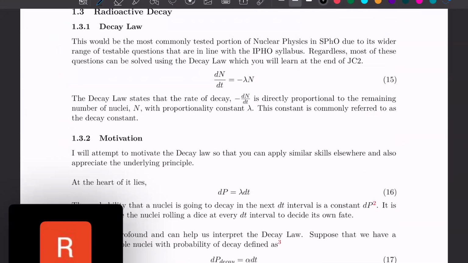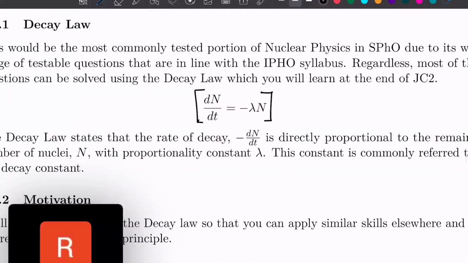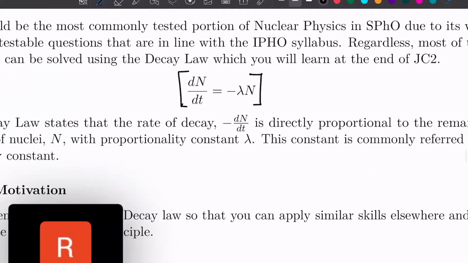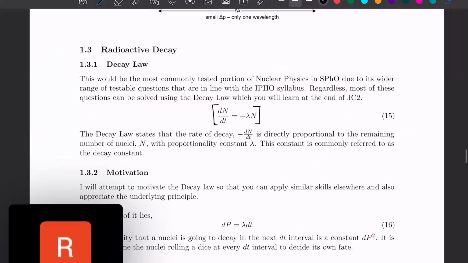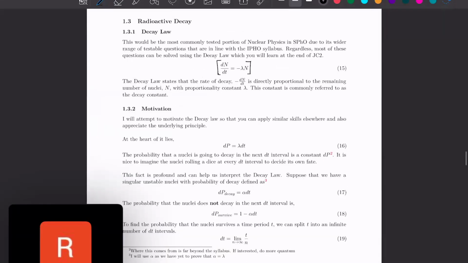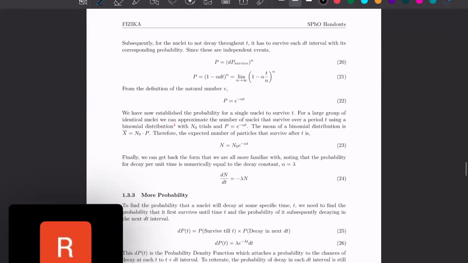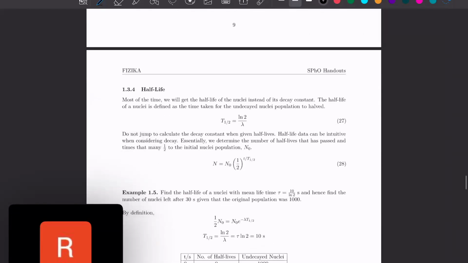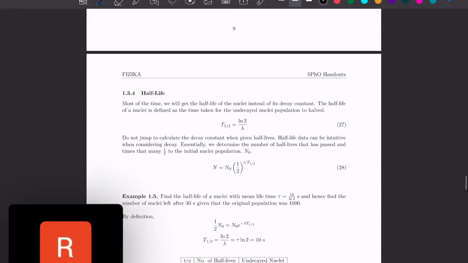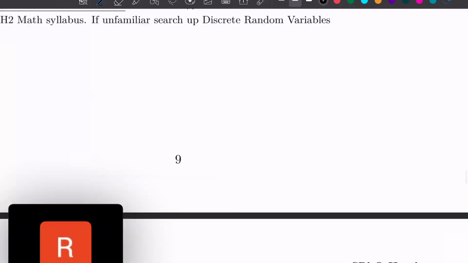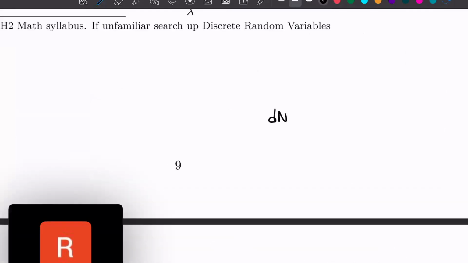So essentially what you have to know is this singular formula. This is pretty much the core thing in nuclear for SPhO. And I'll skip the 1.32, 1.33. Okay, so let's say you already take this as a given, which kind of makes sense also.